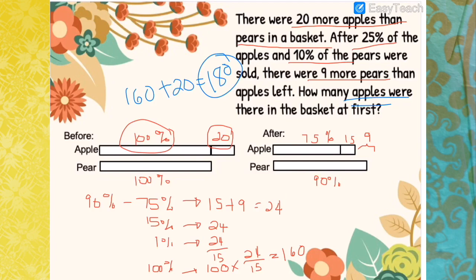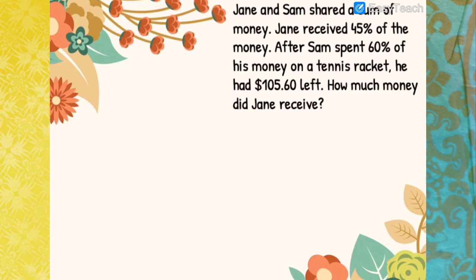Another example. Jane and Sam shared a sum of money. Jane received 45% of the money. After Sam spent 60% of his money on a tennis racket, he had $105.60 left. How much money did Jane receive?